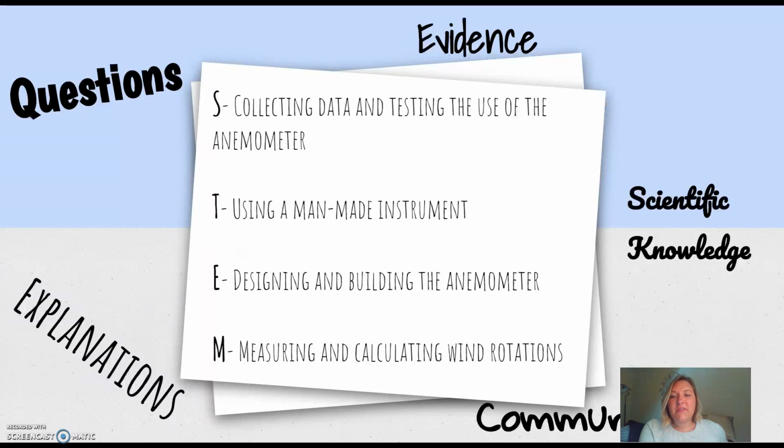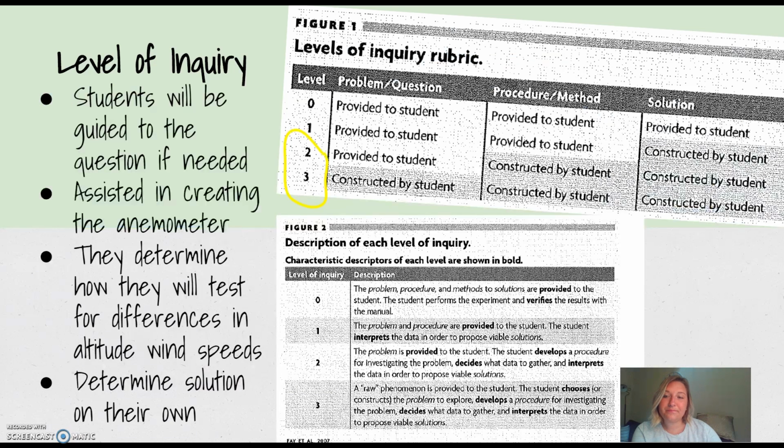So this activity relates to STEM because for science, we are collecting data and testing the use of the anemometer. Creating the anemometer itself is using a man-made instrument, so this would count as our technology. They are engaging in some engineering by designing and building the anemometer themselves. And for mathematics, we're measuring and calculating the wind rotations.